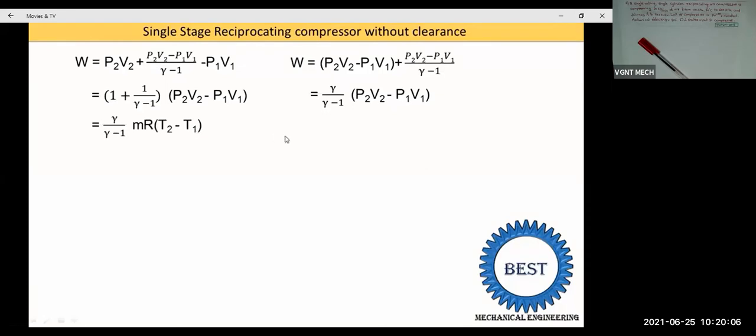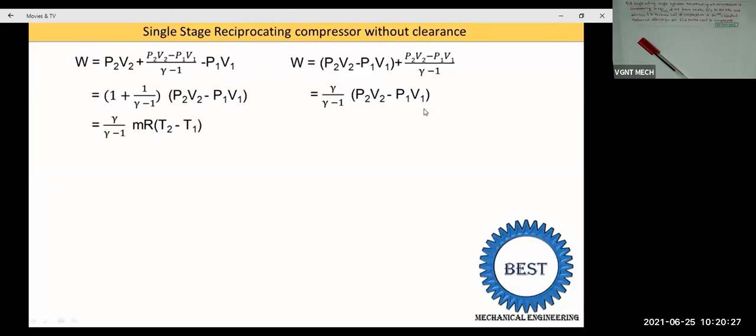Further, according to the perfect gas equation, P1V1 is equal to MRT1. So this equation is written as gamma upon gamma minus 1 into MR in bracket T2 minus T1. So it is a simplified way it is written, but it is not further used for the derivations. We use this equation for the derivation.